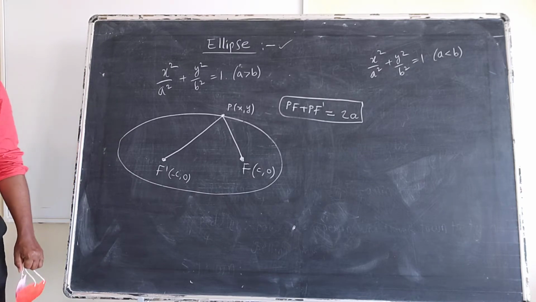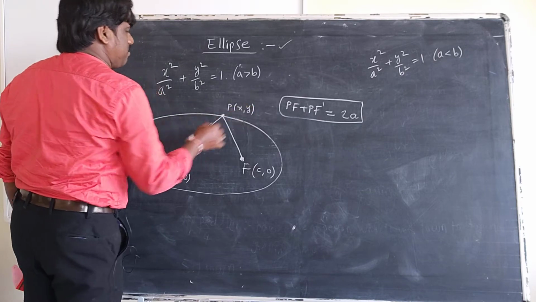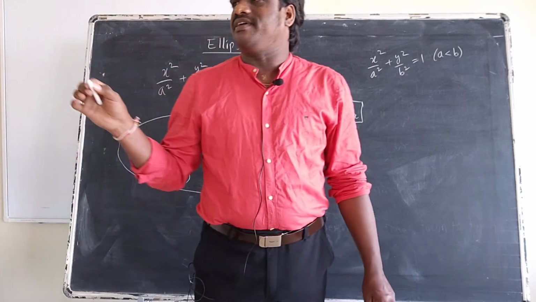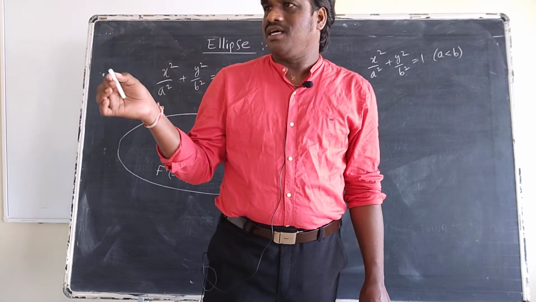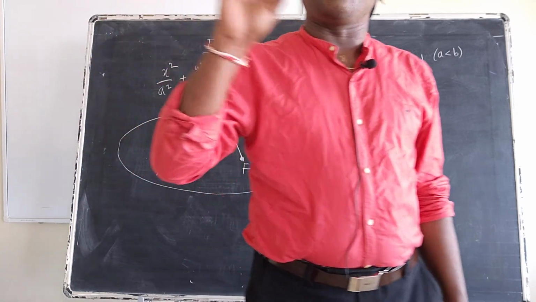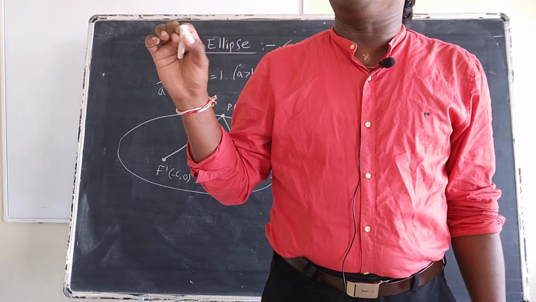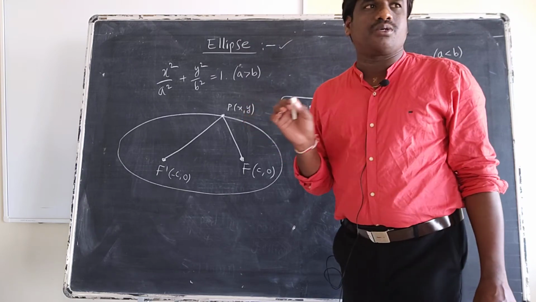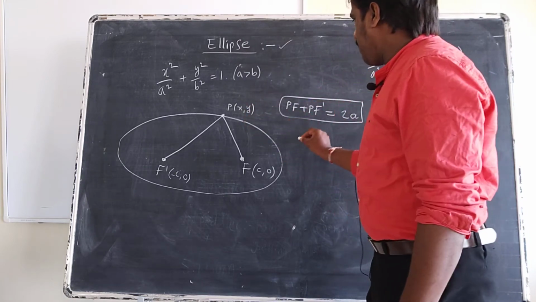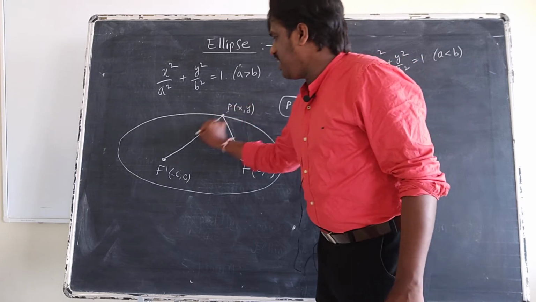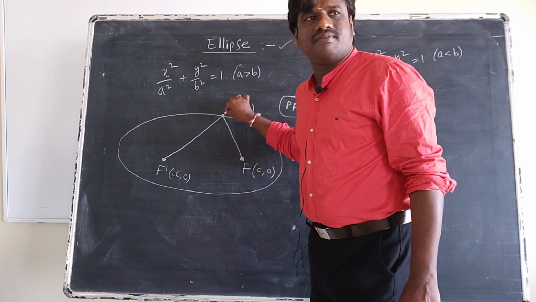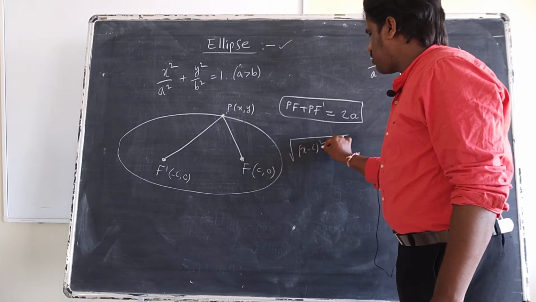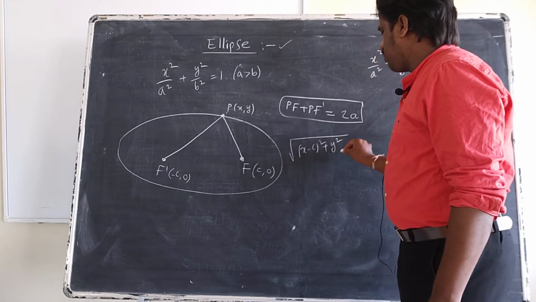If I take this movable point as x comma y or h comma k, you know the locus of a moving point is always at h comma k, and then at the end we replace h with x and k with y. But I am directly taking x comma y so as not to confuse you. So if I apply the distance formula for PF, what is the distance formula? Under root of x2 minus x1 whole square plus y2 minus y1 whole square.